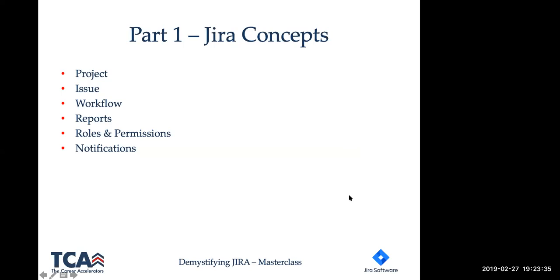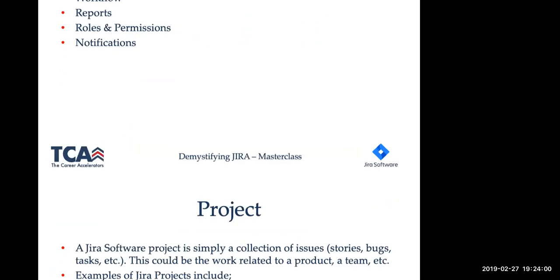Okay, so there are 6 core concepts within JIRA. You've got a project, an issue, a workflow, reports, roles and permissions, and notifications. Now, there are maybe 1 or 2 extra, but these are the core concepts that we need to focus on, or that would help us a lot.